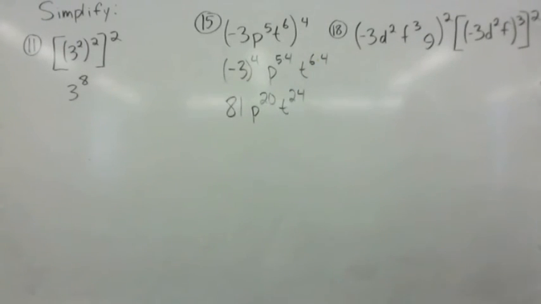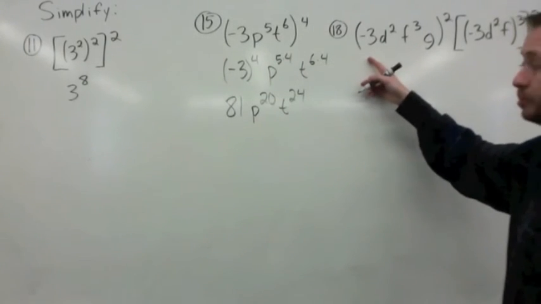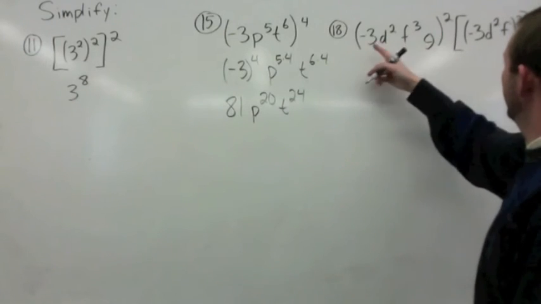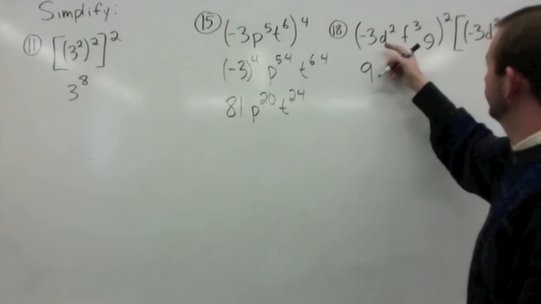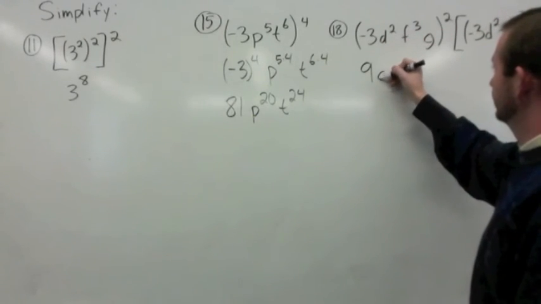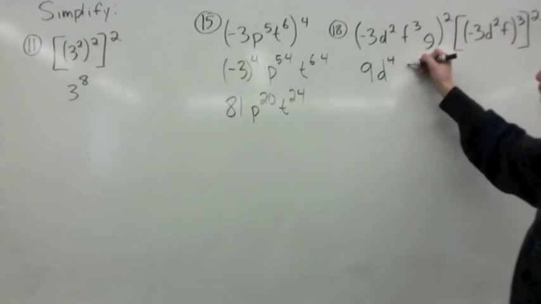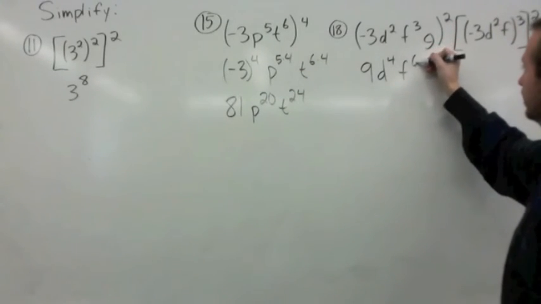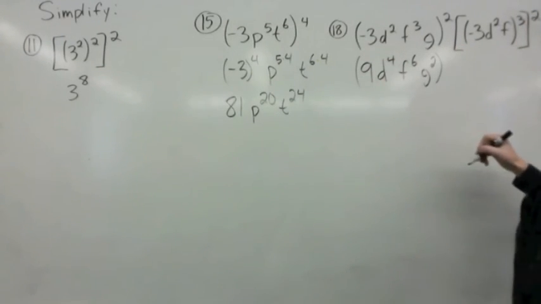Last one here, number 18. Negative 3d squared f cubed g quantity squared. This whole thing? Oh, this is a monster. What should we do first? I think the first thing we should do is go ahead and take care of this part. So negative 3 squared, what would negative 3 squared be? 9. What would d squared be? D to the 4th. F cubed squared? F to the 6th. G squared? G squared. It's a good start.